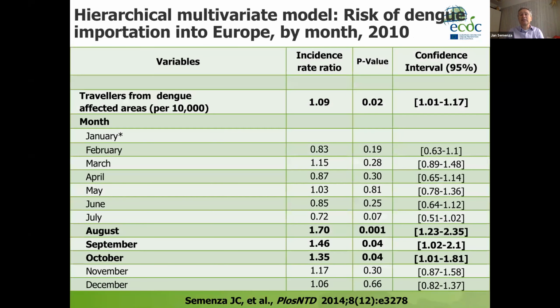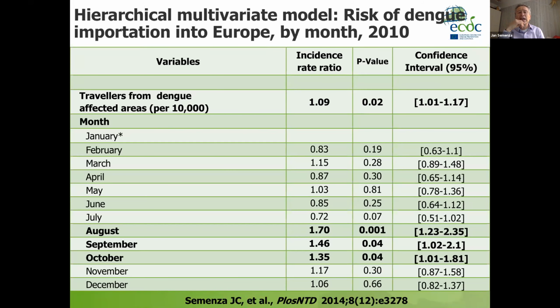We then conducted a multivariate analysis, where we looked at the risk of dengue importation into Europe using this passenger volume data that I mentioned before from IATA. And so we basically tried to model to see whether it was possible to predict the occurrence of dengue cases in Europe with the passenger volume coming from dengue active areas.